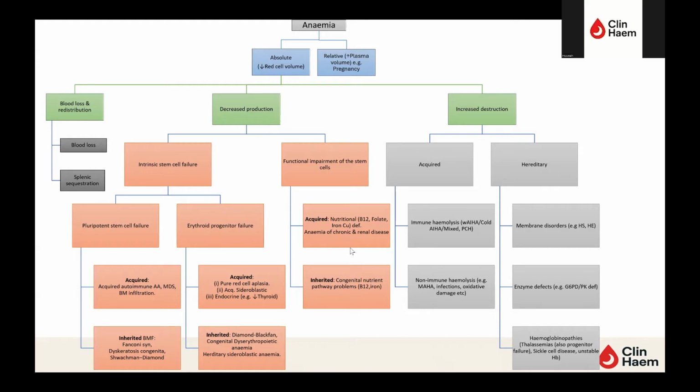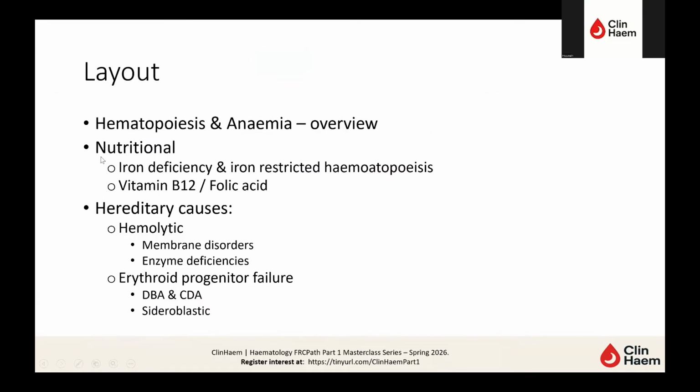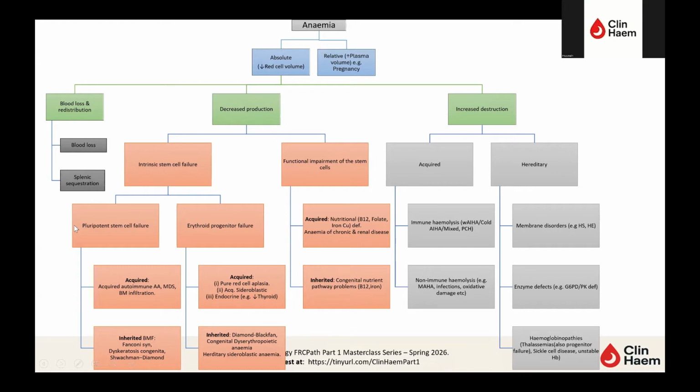Inherited, similarly, there are problems in the metabolic pathways for nutrients like B12 and iron, which can cause anemia as well. So this is an overall plan, and this will be the layout today. We will start with the very important nutritional causes, then we'll jump on to some of the hereditary causes, which are hemolytic and erythroid progenitor failures. Because of course, if we were to discuss all of them today, we'd be sat here till spring 2026.